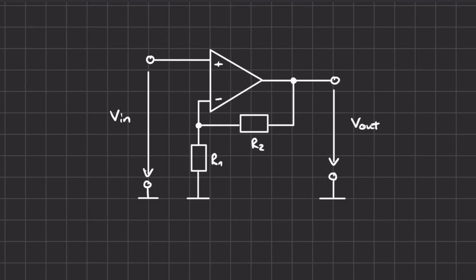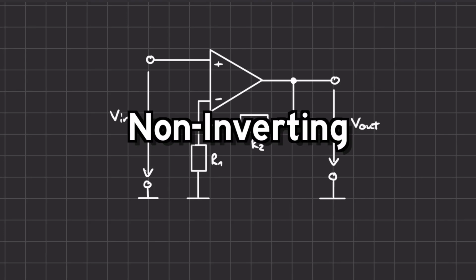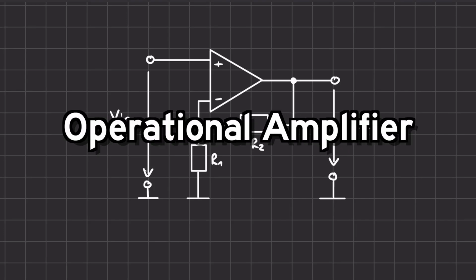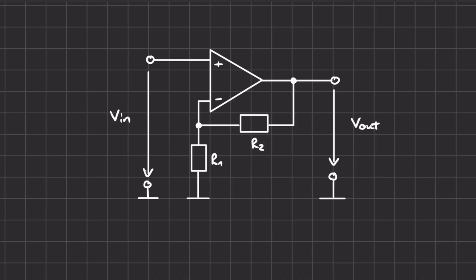In this video, I want to explain how a non-inverting negative feedback operational amplifier circuit works. For this, we'll assume that the operational amplifier is ideal. We can recognize that this is a negative feedback circuit because the negative inverting input of the operational amplifier is connected back to the output.